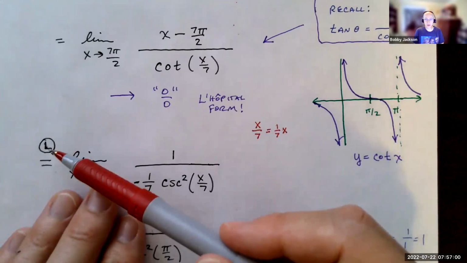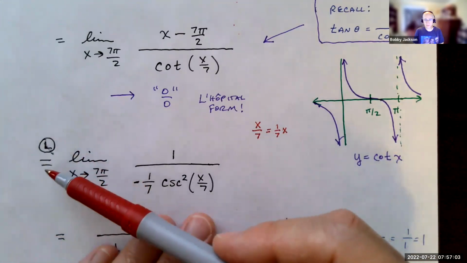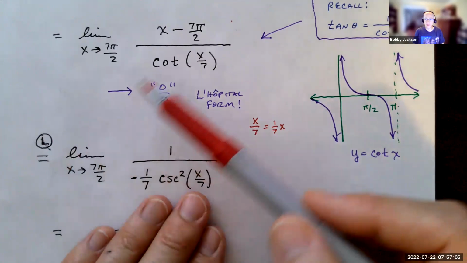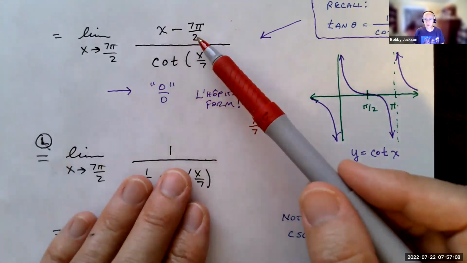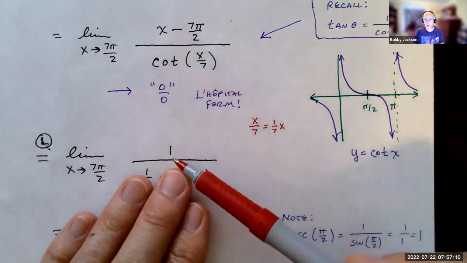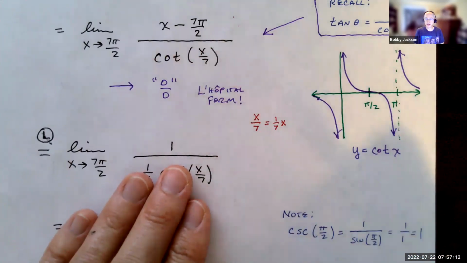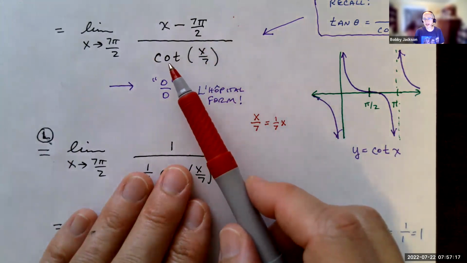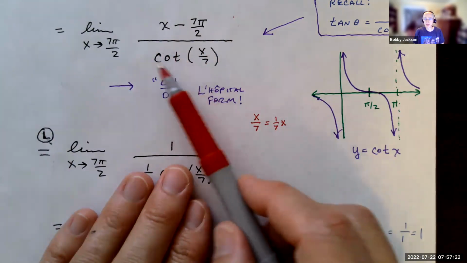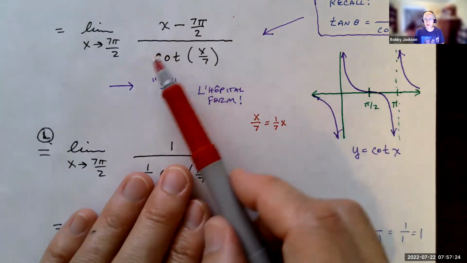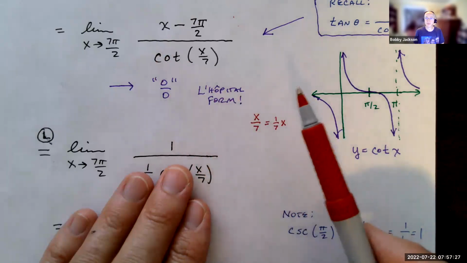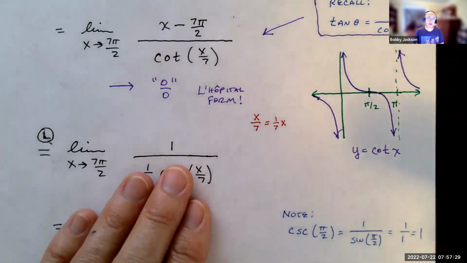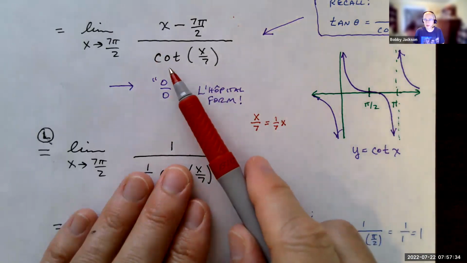When I use L'Hopital's rule, I put a little L over the equal sign. Take the derivative of the top function. Well, the derivative of x is 1. The derivative of 7π/2 is 0. So this is just 1. That's easy. And then the derivative of cotangent of x/7 is a chain rule. The derivative of the outer function cotangent, you have to remember, is negative cosecant squared. If you forget how to find the derivative of all the trig functions, don't forget you can rewrite cotangent x as cosine x divided by sine x and use the quotient rule to help you derive that if you forget.